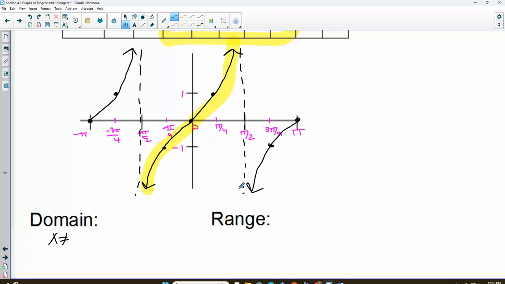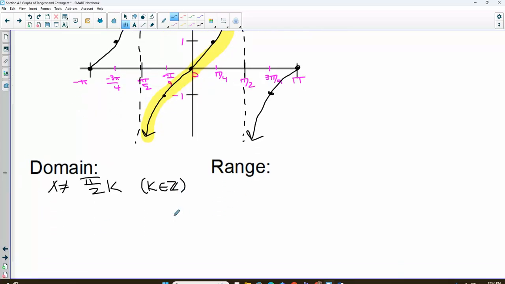Pi over 2, negative pi over 2. Would that be the end of it, or would there be more? It would be all those multiples of pi over 2, right? You could put that as pi over 2k, where k is an integer. Do you remember seeing that before?